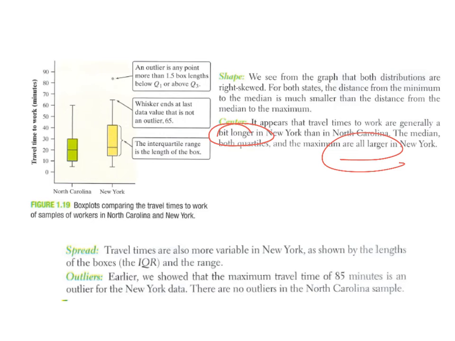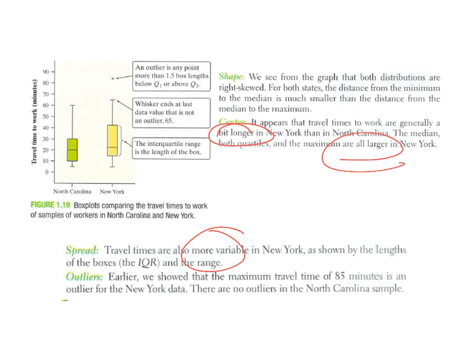Okay, as for spread, travel times are also more variable in New York. So there's our comparative term there. They are more variable. Okay, and then it explains why they are more variable. They're more variable because the length of my boxes is larger, which means my IQR is longer, and my overall range is longer in New York. So I have a wider spread here of my data. Okay, and then we have outliers or unusual features here.